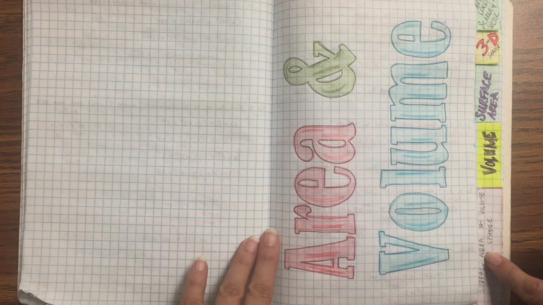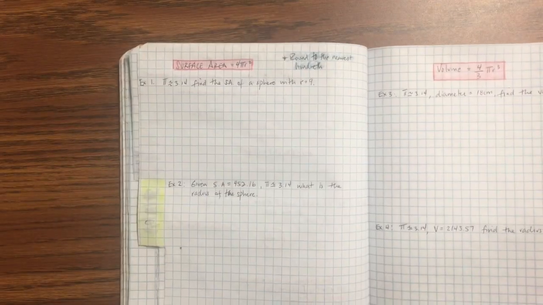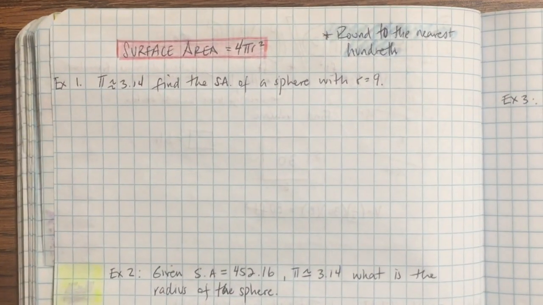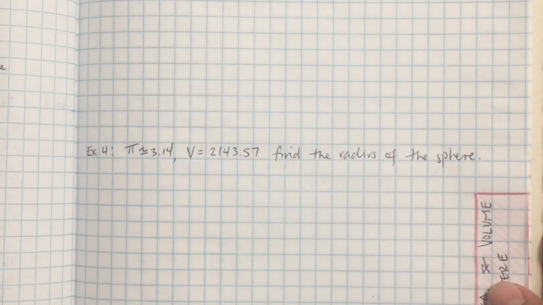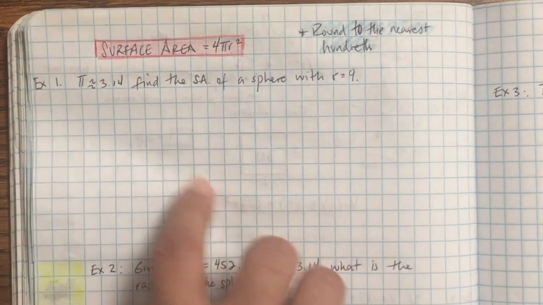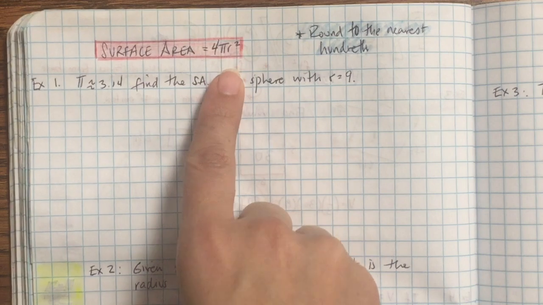Let's take a look at surface area and volume of spheres, which is basically a 3D shape of a ball. So go ahead and make a final tab, pause the video and copy the 4 examples down. We'll do area on the left, volume on the right. All of this is plugging it into the formula.